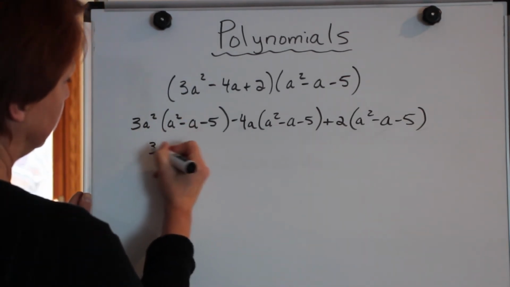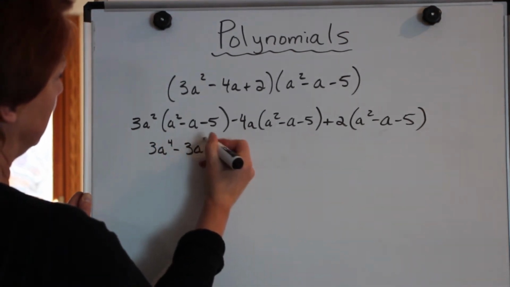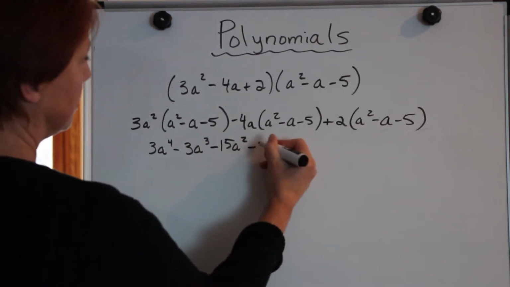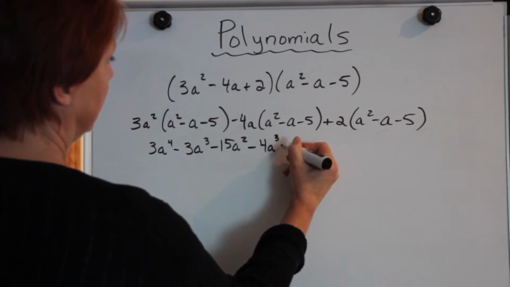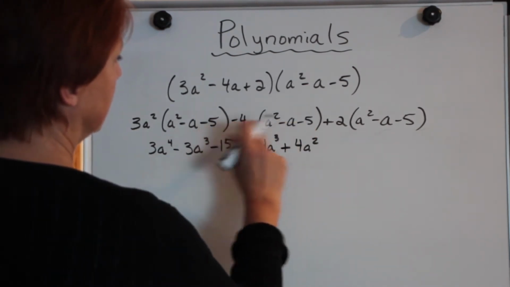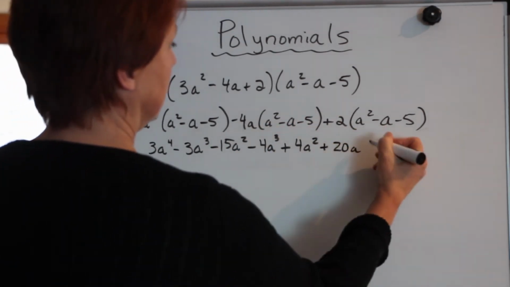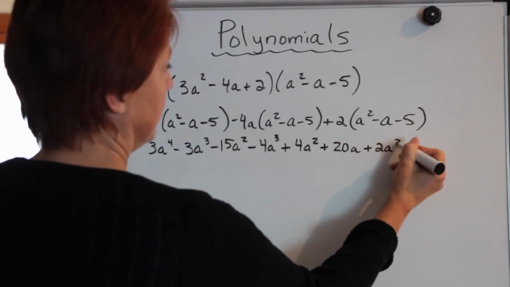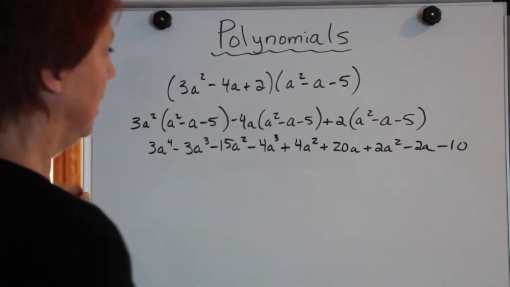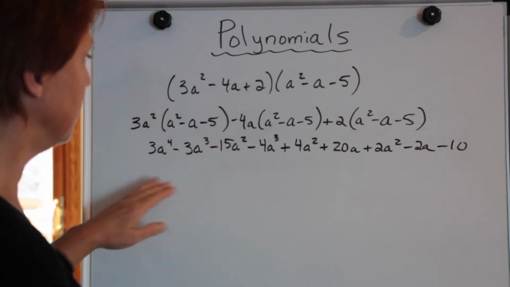So that times that will give us 3a to the 4, then minus 3a cubed minus 15a squared. And we just work across and do our multiplication. Plus 4a squared, because we have 2 minus signs, and 2 minus signs again will give us plus 20a, and then plus 2a squared minus 2a minus 10. Okay, again, lots of terms, so really easy to get lost in the multiplication process, but this makes it much easier.